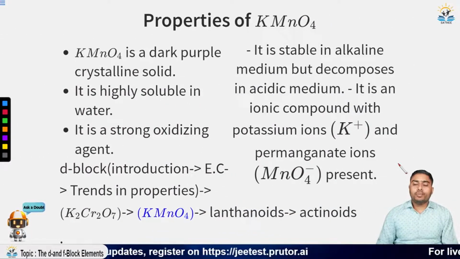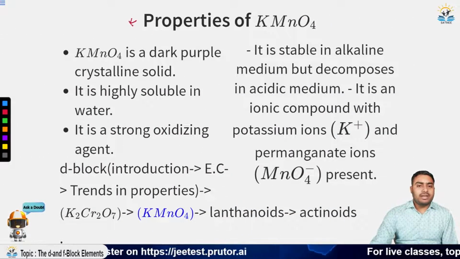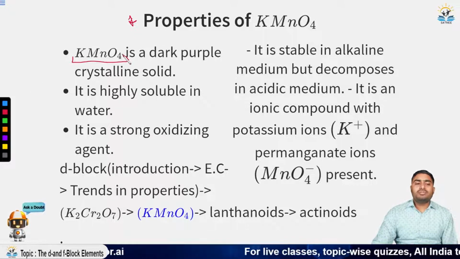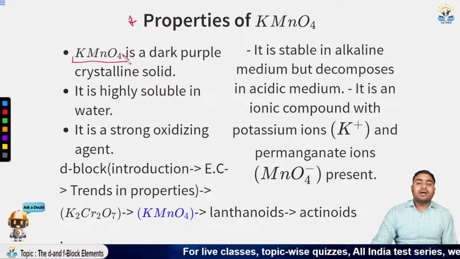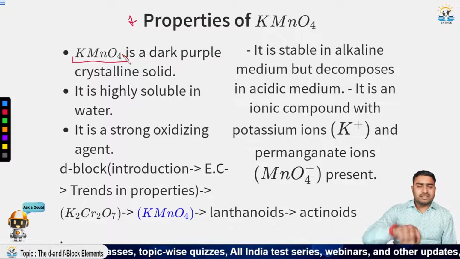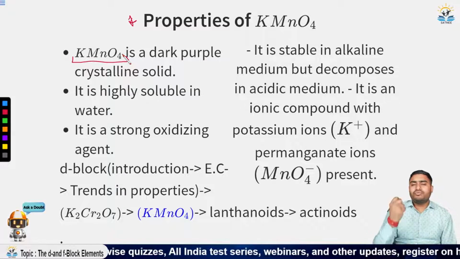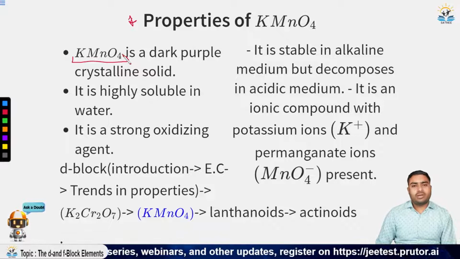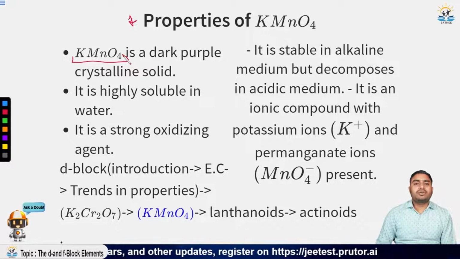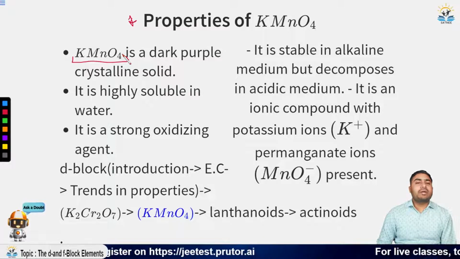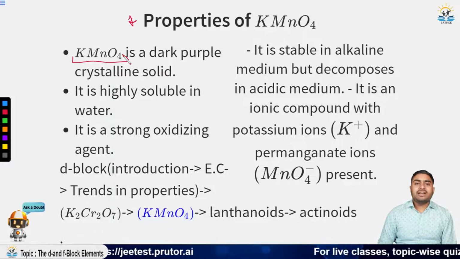So let's move to the properties of potassium permanganate. What are the properties? You have used this potassium permanganate, which looks like a violet color, right? And after mixing in water, if you use a very little amount, you will get a pink color. So you have used it in laboratory purposes, definitely, like potassium permanganate with Mohr salt, and potassium permanganate with oxalic acid, right, in the titration part.